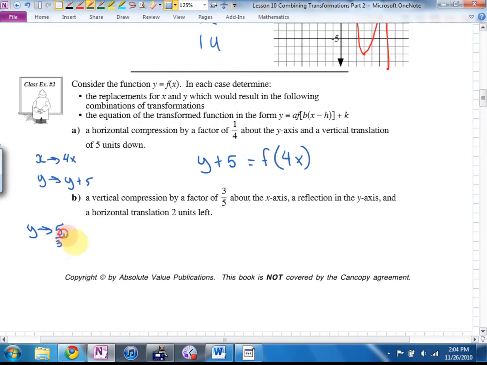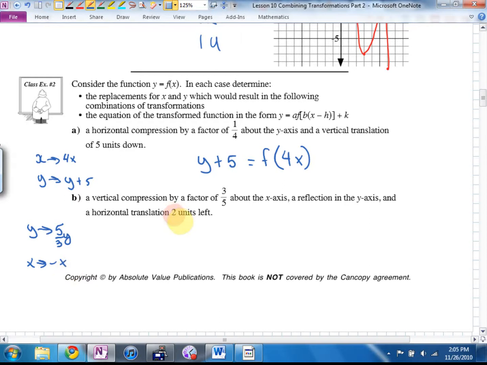Reflection in the y-axis. Okay, I got to think about this. The y-axis is vertical, so we're reflecting about the y-axis. Is that a vertical or is that a horizontal reflection? And you better tell me soon before I get too dizzy. Horizontal? I might need to get underneath the table. Wow. Okay. So I think we've replaced x with a negative x. It's a horizontal reflection. And then a horizontal translation 2 units left.